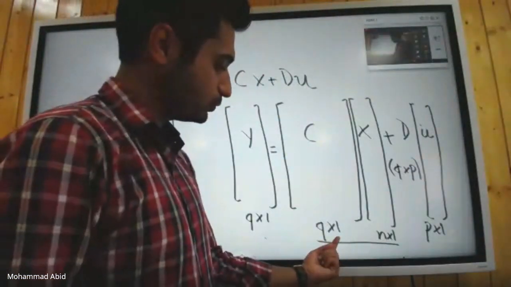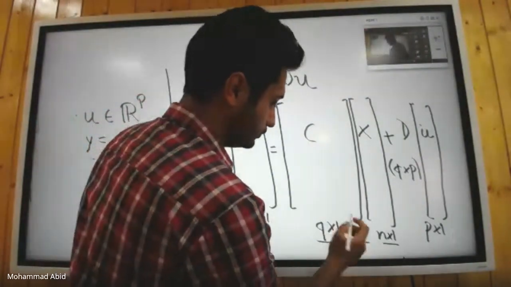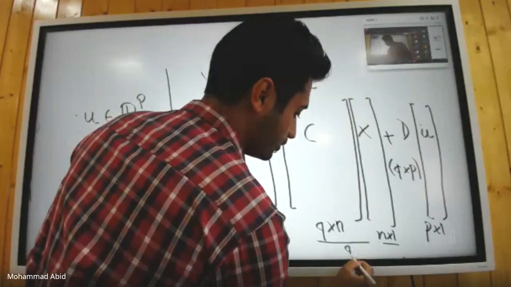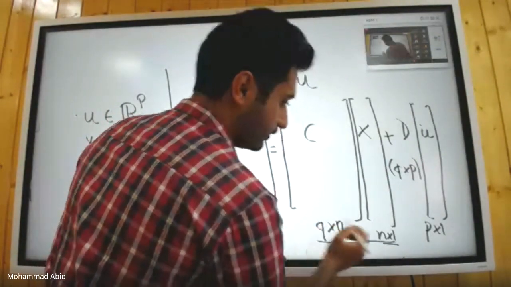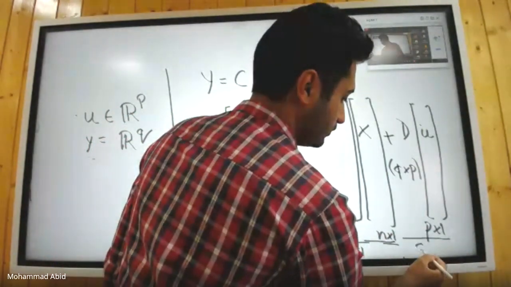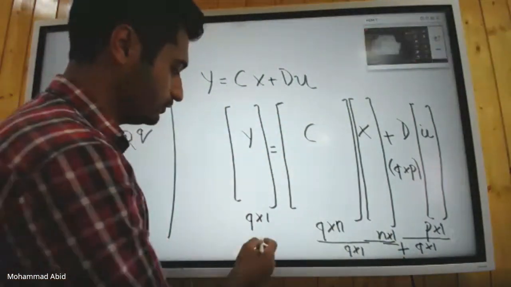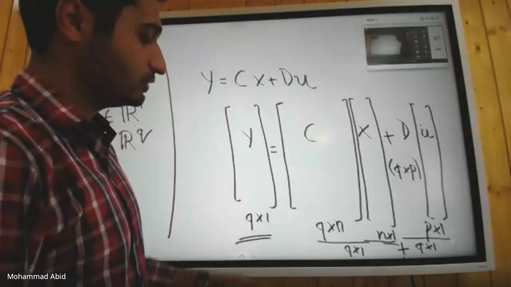This is q cross n into n cross 1. This will give you q cross 1. And what about this? This will give you q cross 1. And that can be added to give you q cross 1. So that's why it's a matrix.